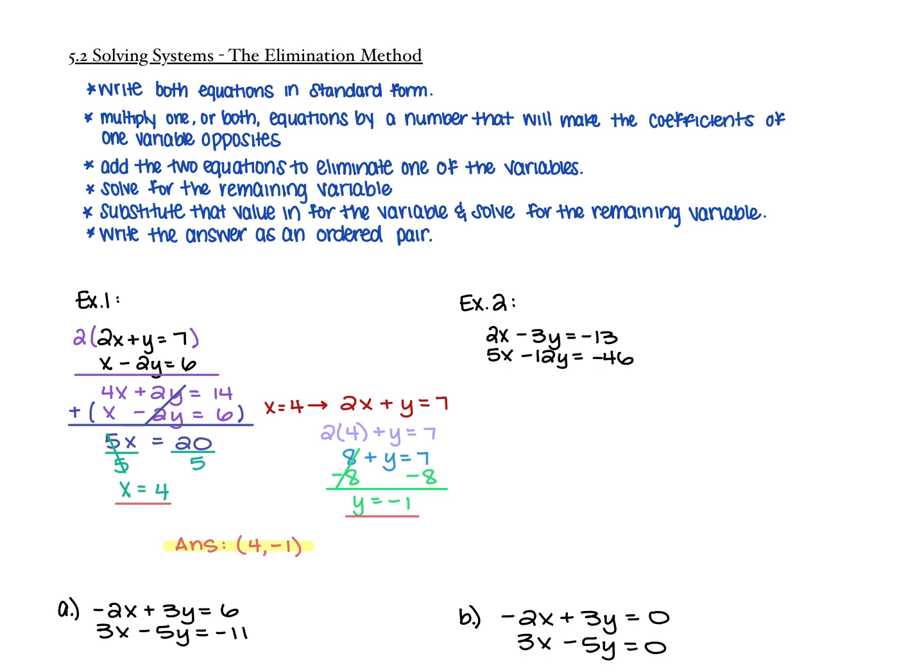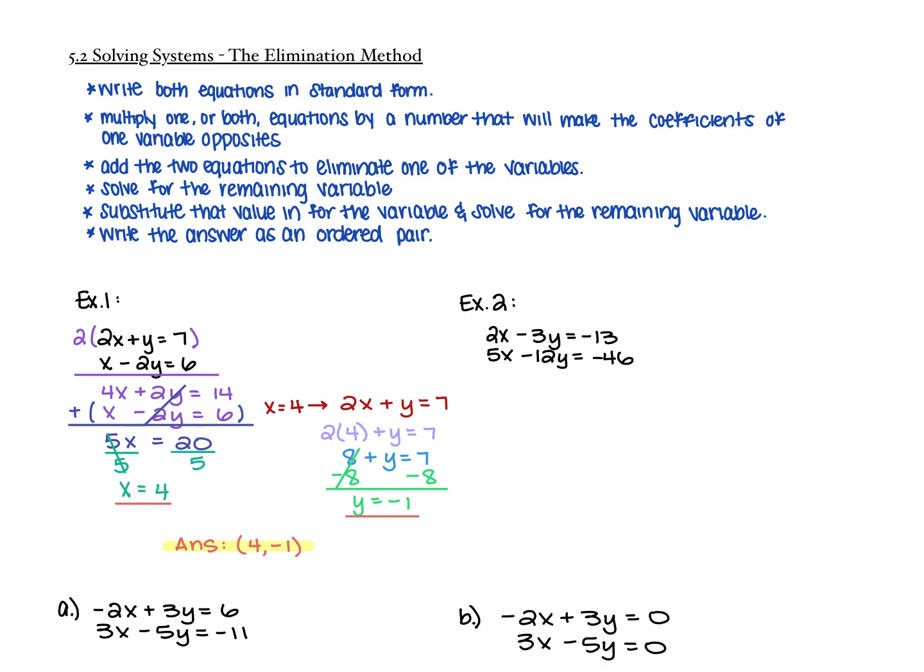I chose to plug this into the top equation to solve for y since there was no coefficient in front of y. That would give us 2 times 4 plus y is equal to 7. That's 8 plus y is equal to 7. Move the 8 over by subtracting it from both sides. You get y is equal to -1. So your answer is the ordered pair 4, -1.